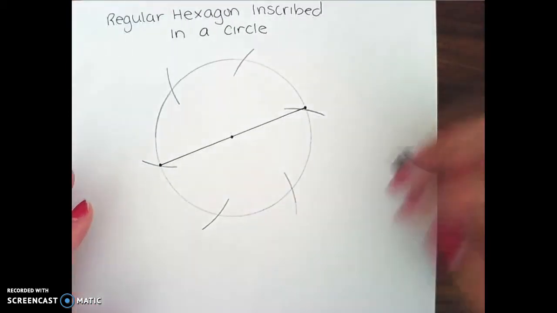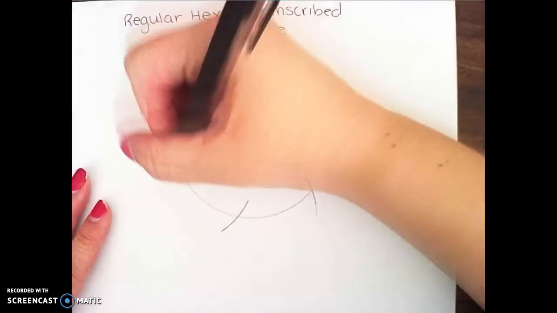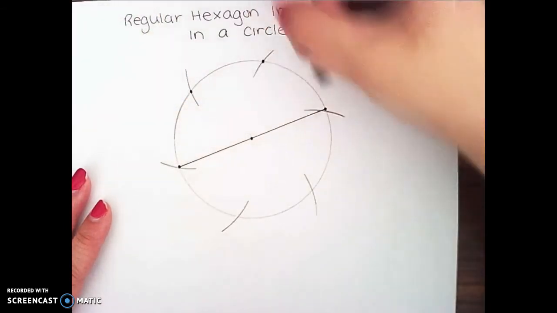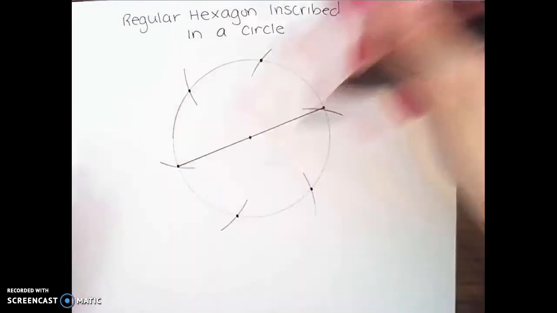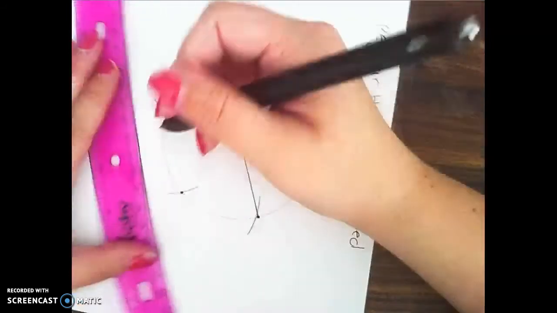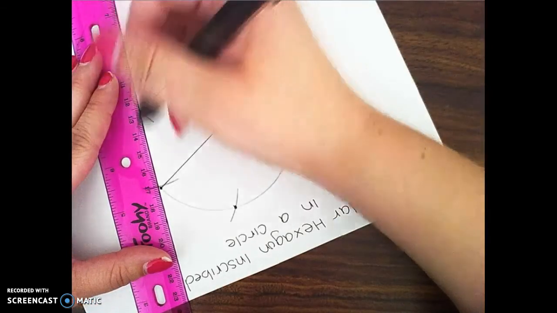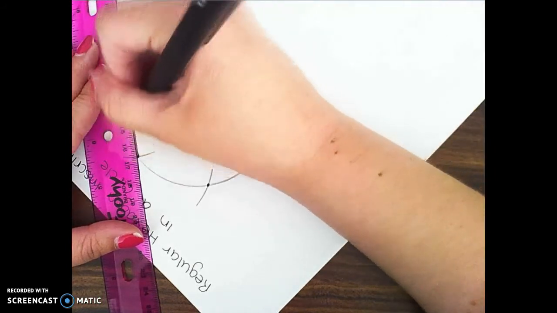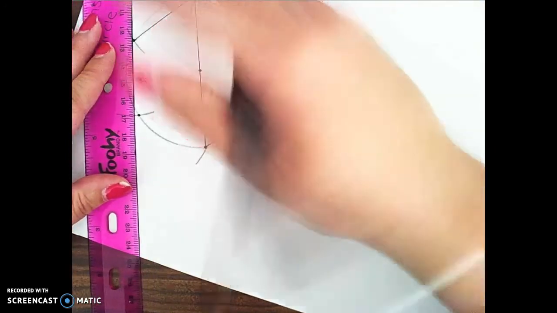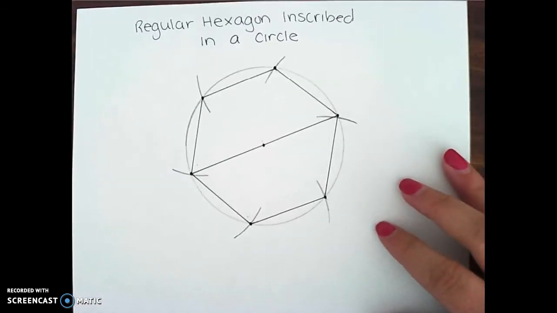And then each of these arcs, where they intersect the circle, is a vertex of the hexagon. So I have 1, 2, 3, 4, 5, 6. So all I need to do is draw segments between my vertices. And there's my regular hexagon inscribed in a circle.